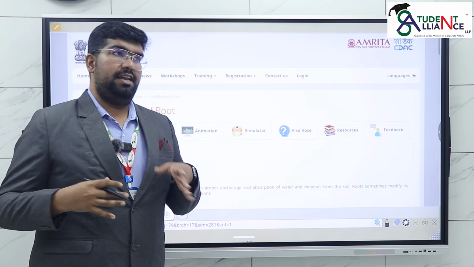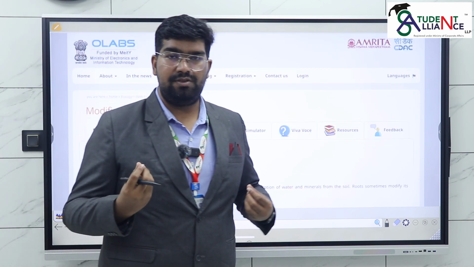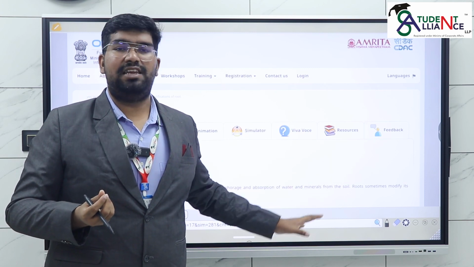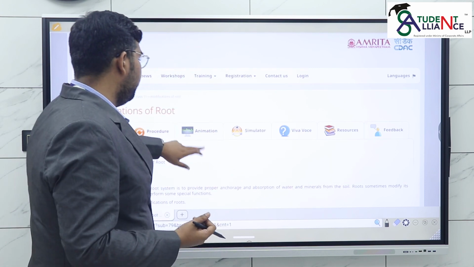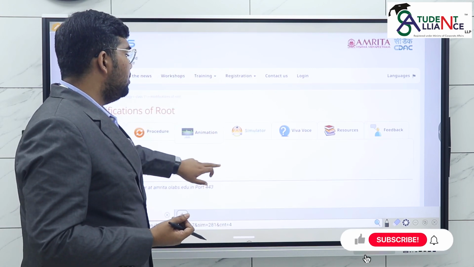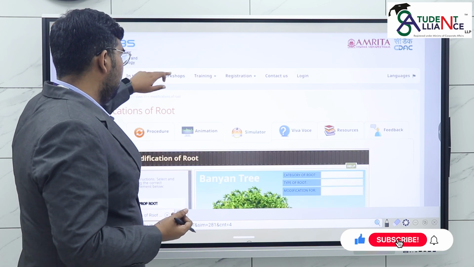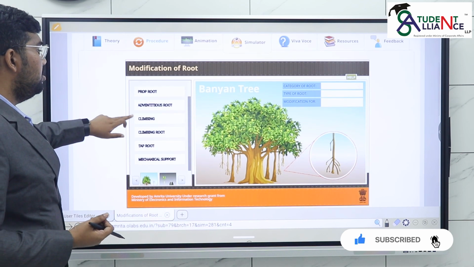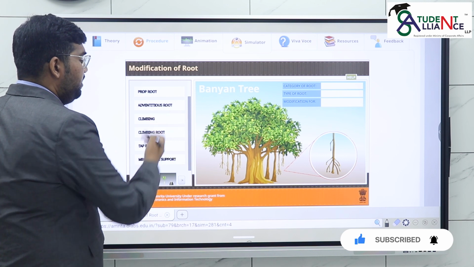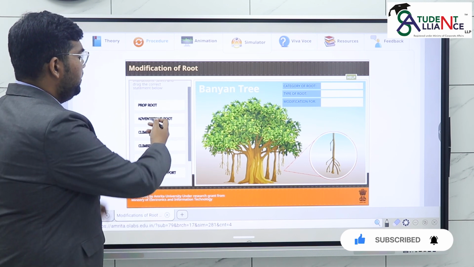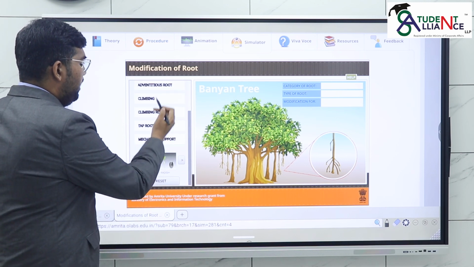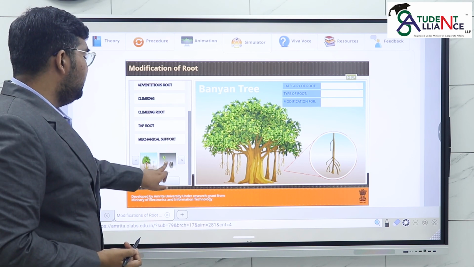Now we know that in botany you have to remember a lot of names, but when you have a pictorial representation of that, it becomes much easier. So I click on my simulation. As soon as I click on my simulation, I can see the different types of roots. Basically, it could be a prop root, adventitious root, tap root, and what is the mechanical support.